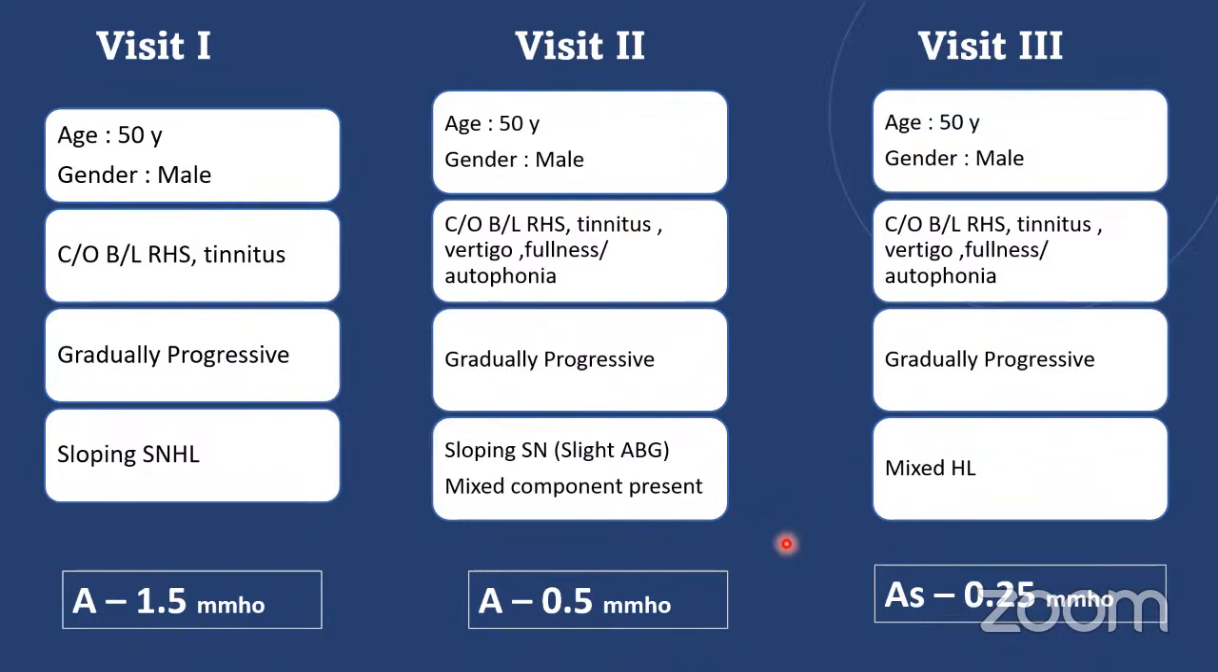prevention or management, if the baseline emittance is done for all the cases, even in the normal range, we can suggest that there is an increase in stiffness or mass component or a decrease in stiffness or mass component based on the values. So this case was later diagnosed as otosclerosis, but this case was predicted as otosclerosis in the second visit itself because we had a baseline tympanogram. So that basically tells us about the importance of a baseline emittance for all the cases.